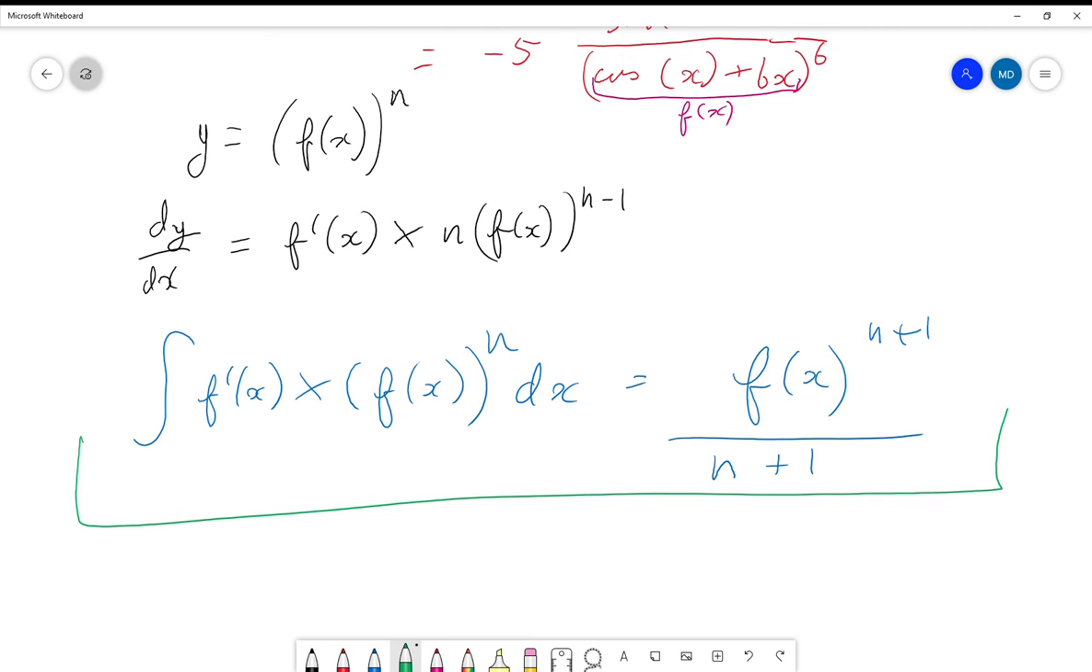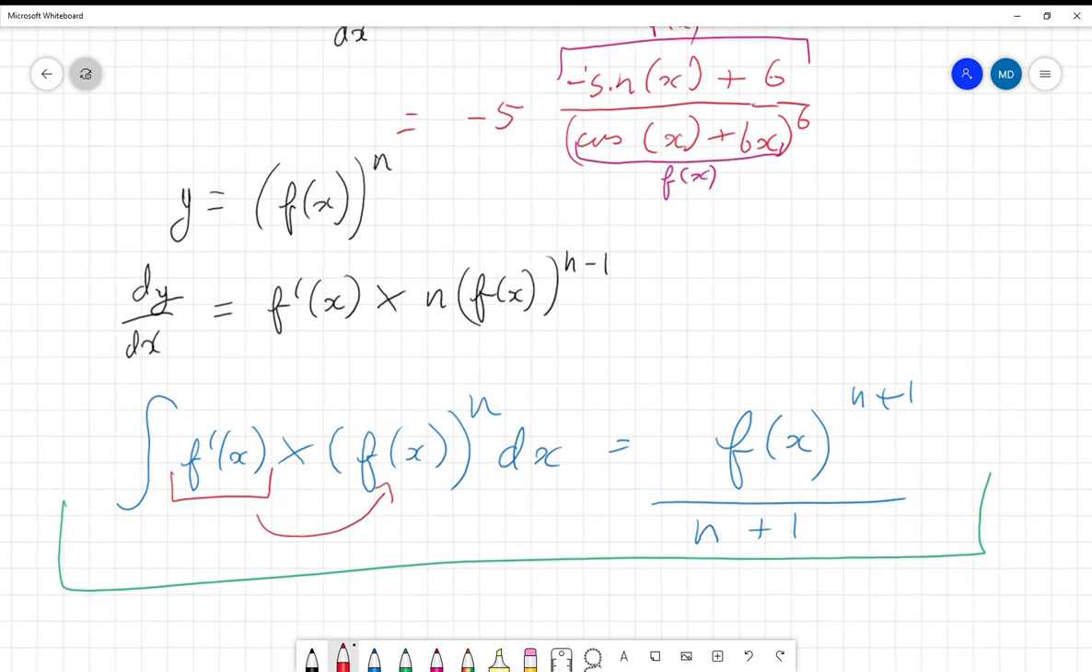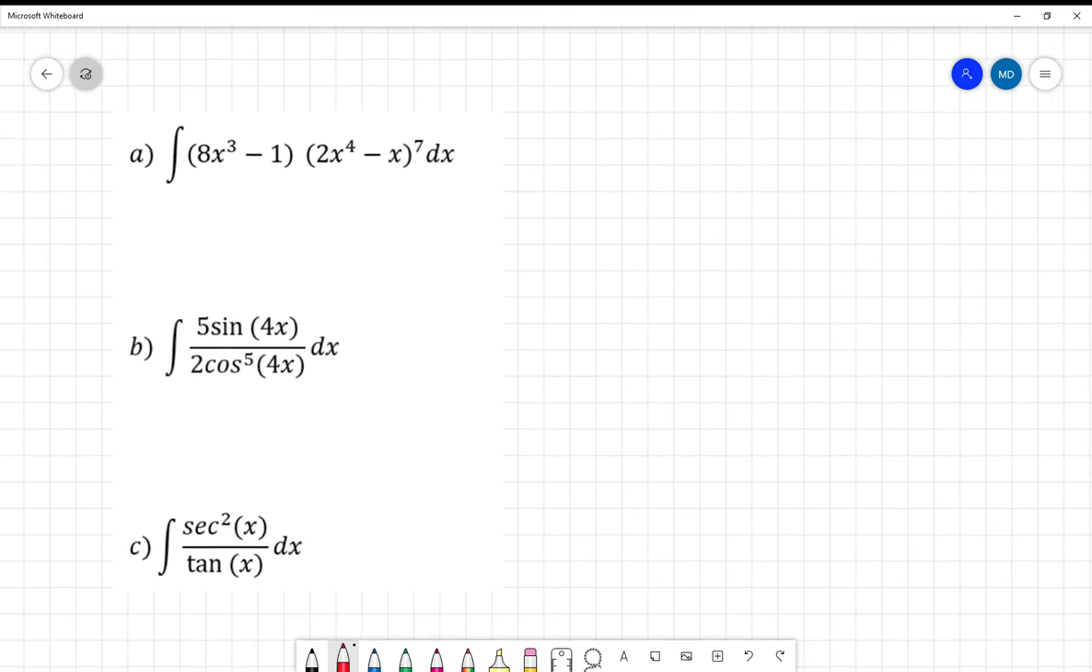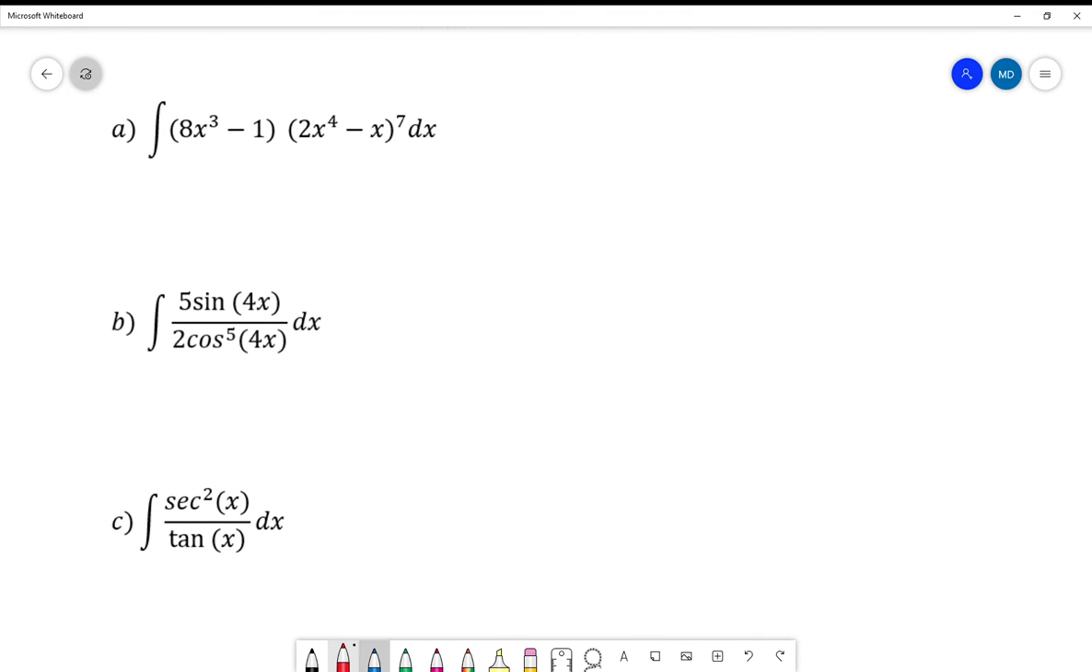If you can see the derivative of one function compared to another, or where the other function is the power, notice this: we've got a derivative of a function and here we've got a function in a power, then we can use the reverse chain rule. So let's do some integrals with this as an example.